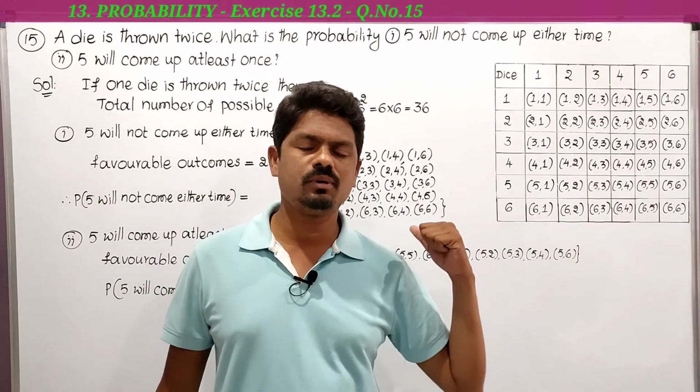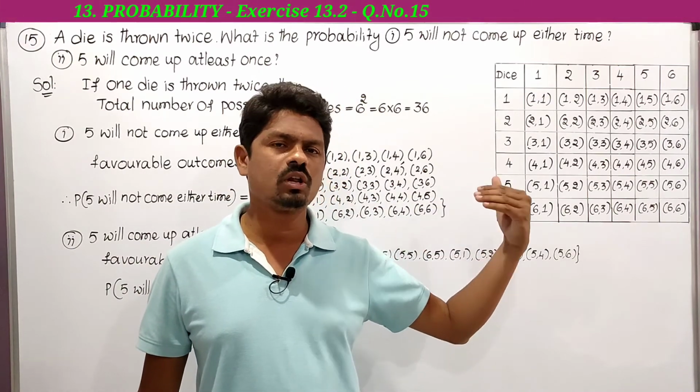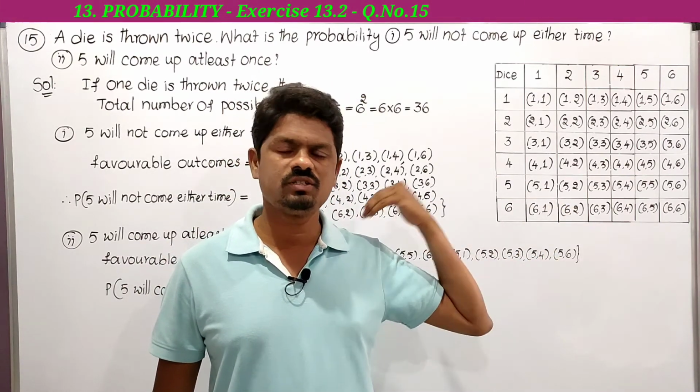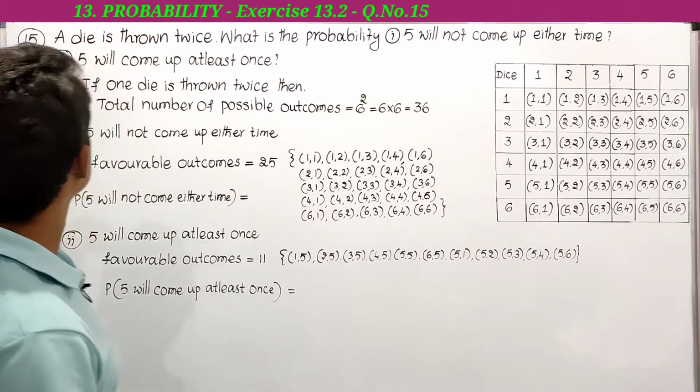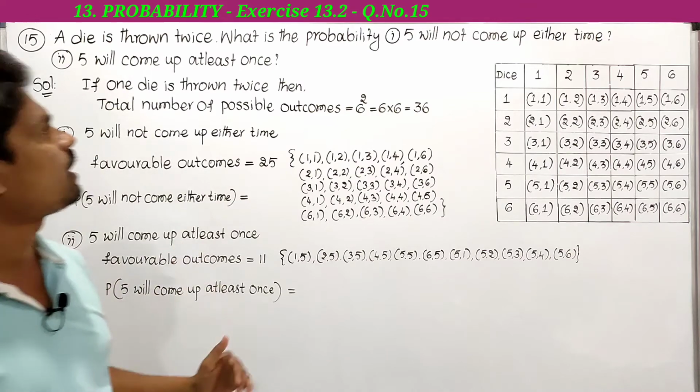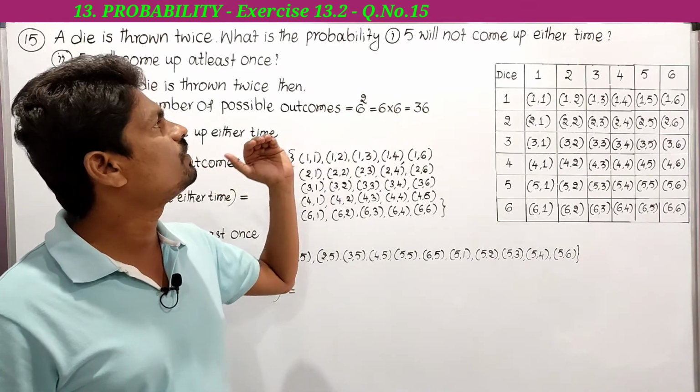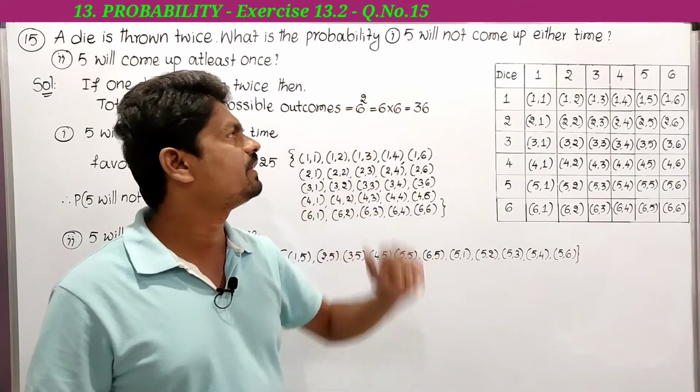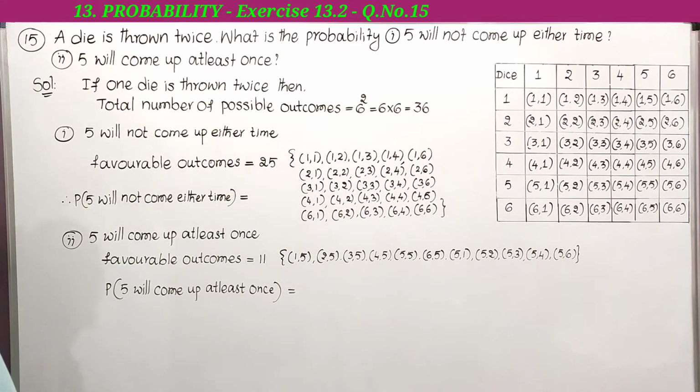This is the 15th problem in exercise 13.2. Totally we have 15 problems. This is the last one. So see here what he is asking. A die is thrown twice. What is the probability? First one, that 5 will not come up either time. Second one, that 5 will come up at least once.